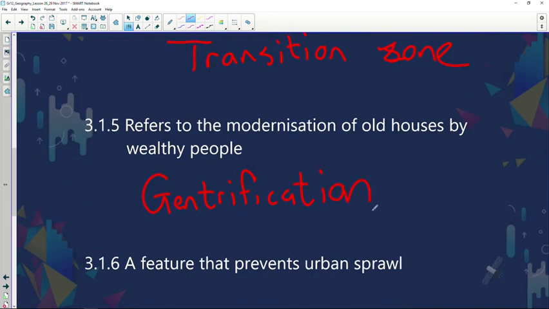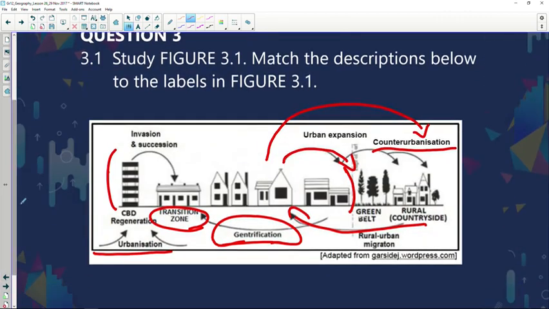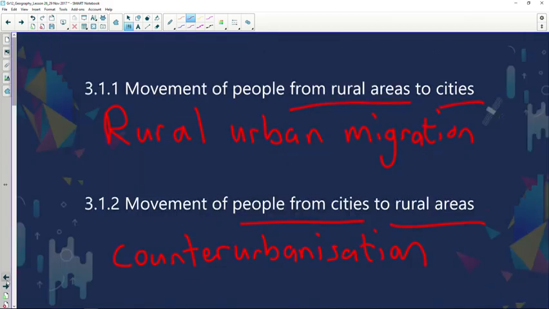Okay, 3.1.6, a feature that prevents urban sprawl, which means that the urban areas are getting bigger. As you can see, there's basically the rural green belt that separates the rural areas from the urban areas, so the green belt prevents urban sprawl.